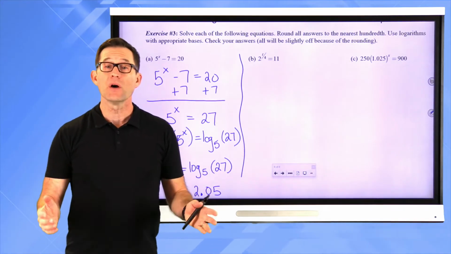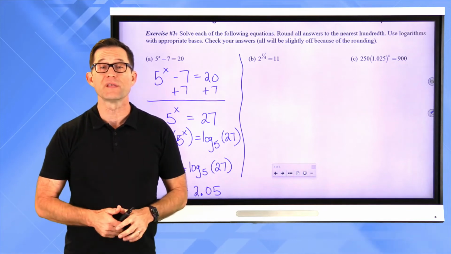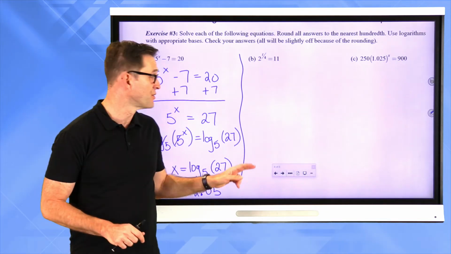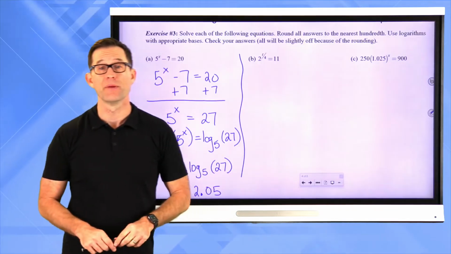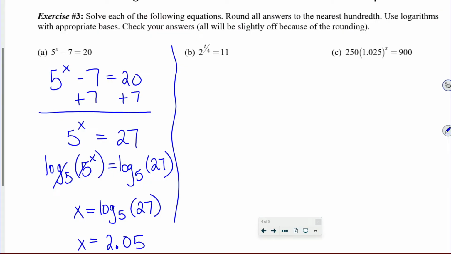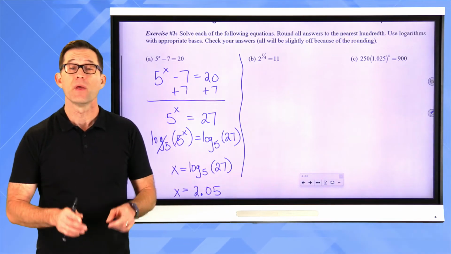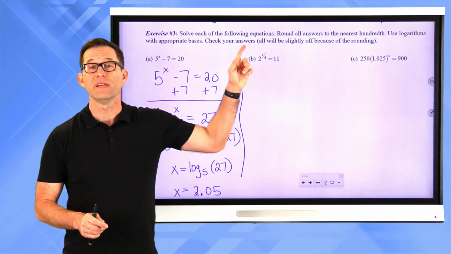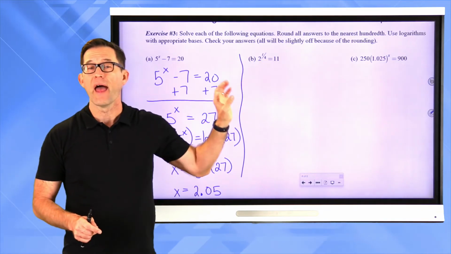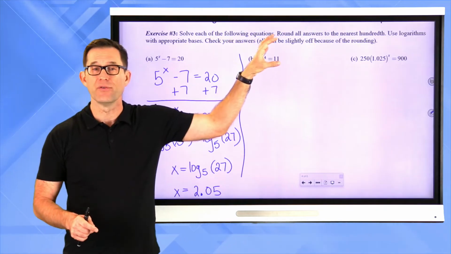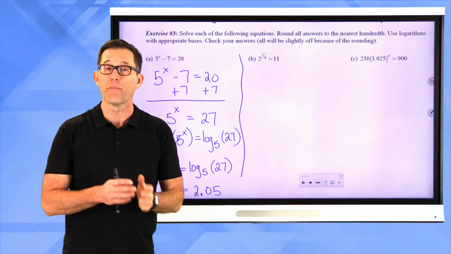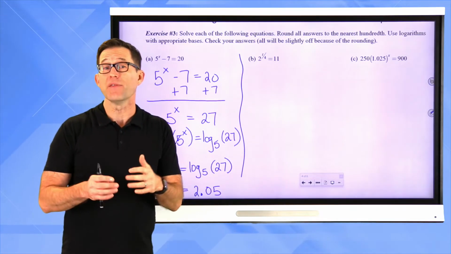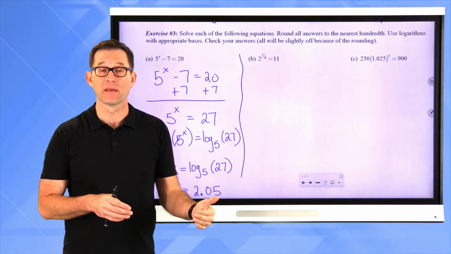All right, so let's do one more of these things together and then we'll have you do letter C on your own. Let's take a look at letter B. Here we have 2 raised to the t divided by 4 is equal to 11, all right? And we want to solve for t. Now, keep in mind, right, order of operations. What's happened here? T has been divided by 4, and then we've exponentiated, if you will, that quantity with a base of 2. So actually, the exponentiation is the last thing that was done.